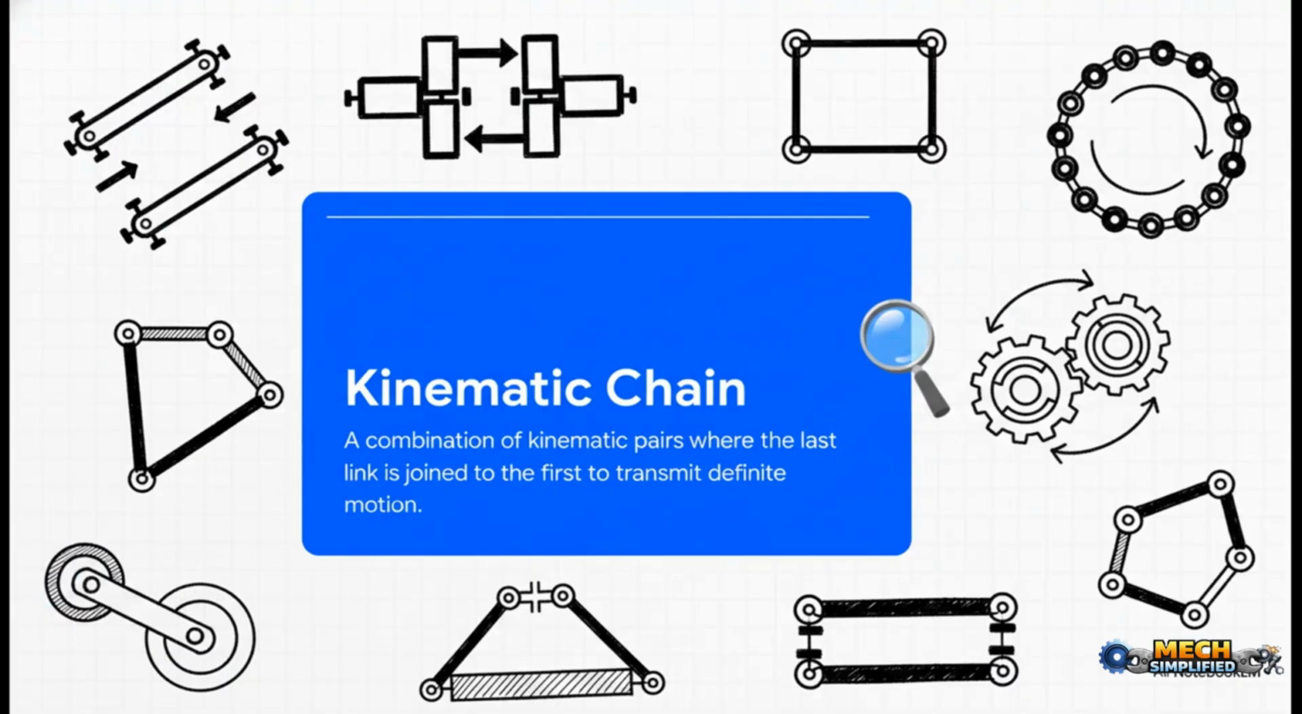So when you start connecting a bunch of these links and pairs together and form a closed loop, you get something called a kinematic chain. The really important part here is that the last link has to connect all the way back to the first one. That creates a complete circuit where every movement inside it is predictable. You can think of this as the basic skeleton of any machine.